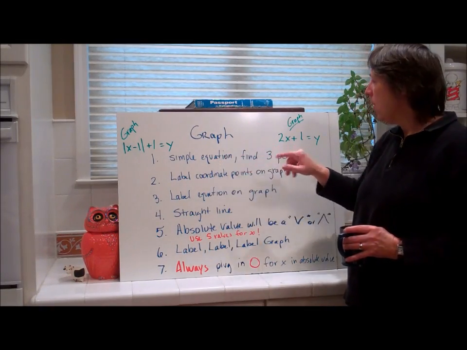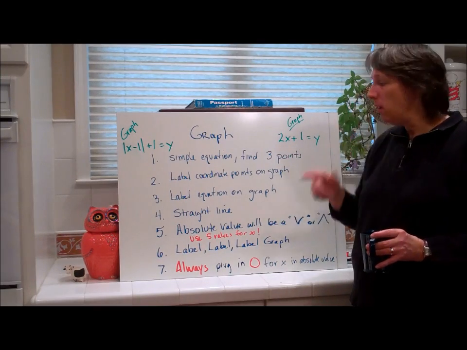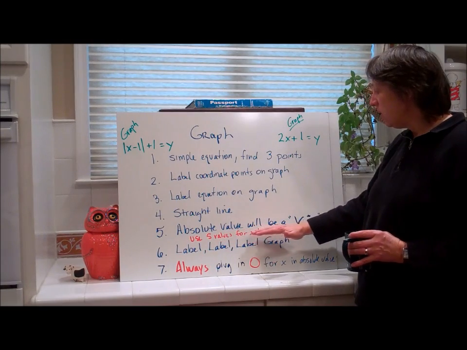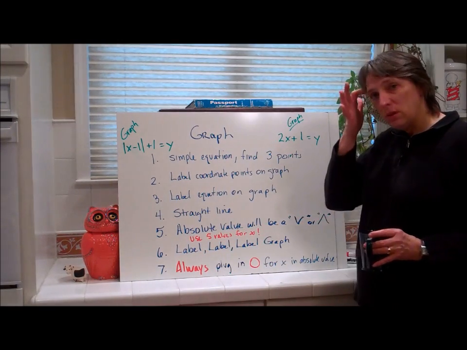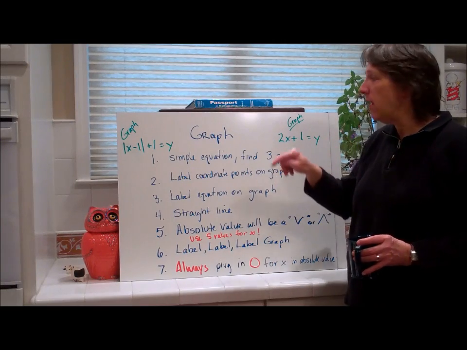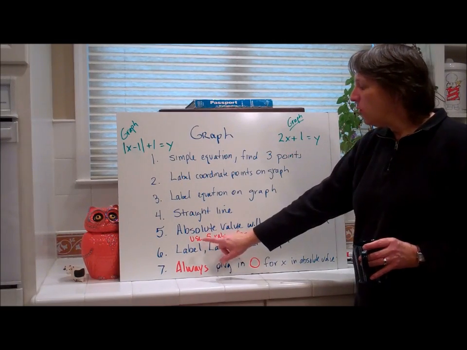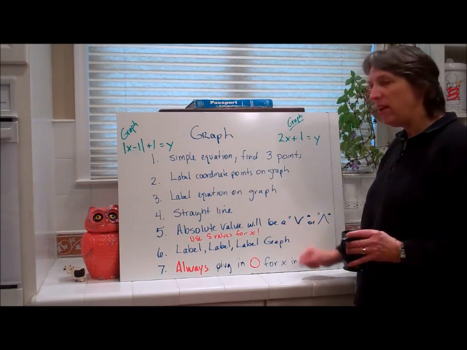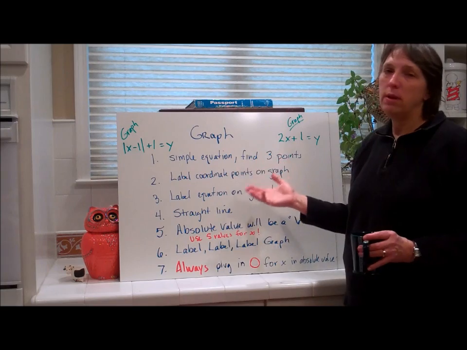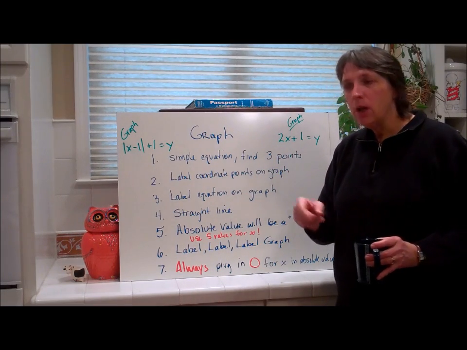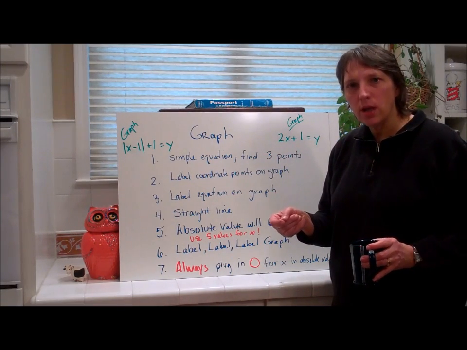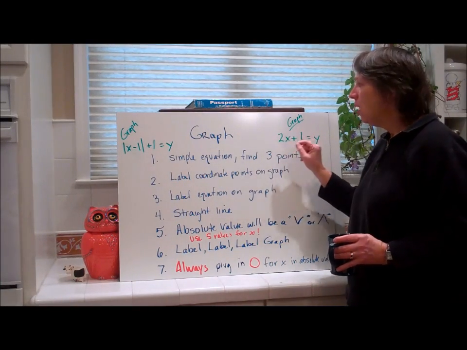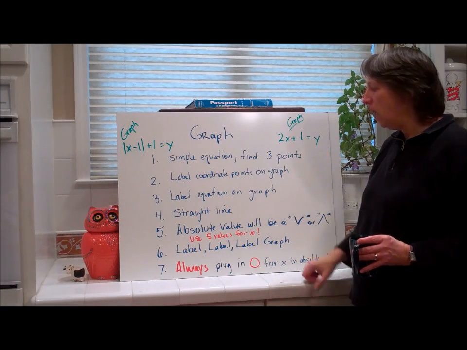When you have a simple equation like 2x plus 1 equals y, that's going to be a straight line. When you're dealing with absolute value, it's going to be a V or a mountain, depending on the value of the absolute value. And you have to use 5 values for x, because you need a V. You only need 3 here. You actually only need 2, because you only need 2 points to draw a straight line, but I want 3 to make sure you understand how to plug in the numbers to solve for the variable y.